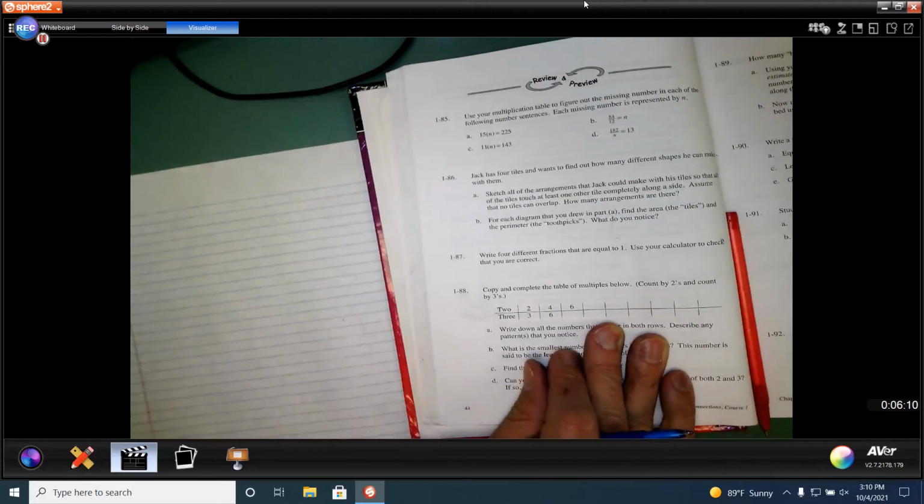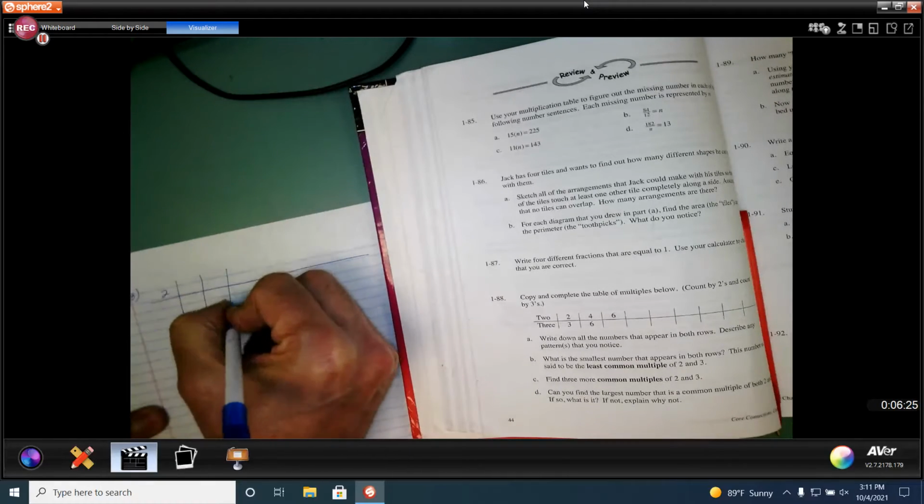1-88. I want to copy this table. What they're saying is the multiples of 2 and the multiples of 3. Multiples, that's just something multiplied by, right? So the multiples of 2, you got 2, and you're just counting by 2's.